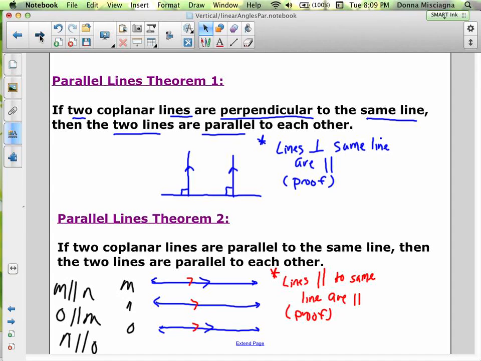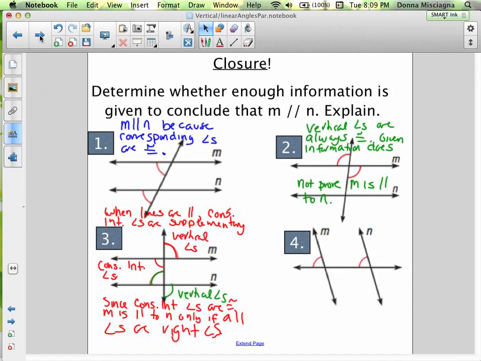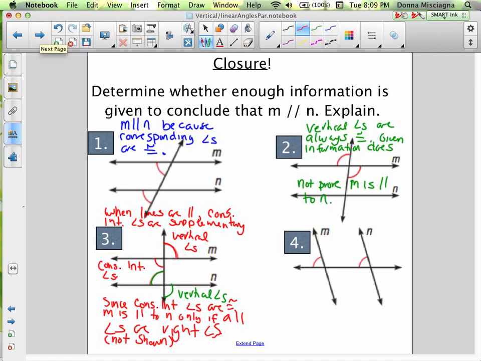So, are the lines parallel? Probably not, right? Because our consecutive interior angles are marked as congruent, not supplementary, and we're not told that these are right angles. So we know when lines are parallel, the consecutive interior angles are supplementary. Since our consecutive interior angles are congruent, M is parallel to N only if all the angles are right angles, and this is not shown to be true. We don't know those angles are right angles. They're not marked as right angles.